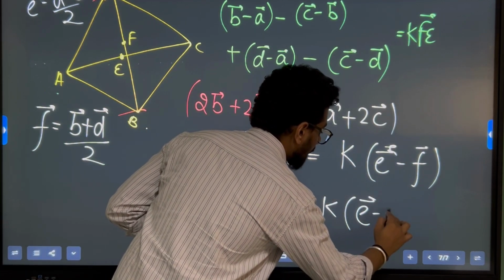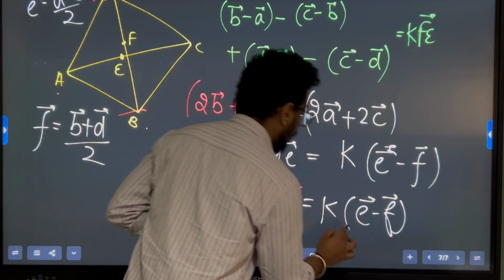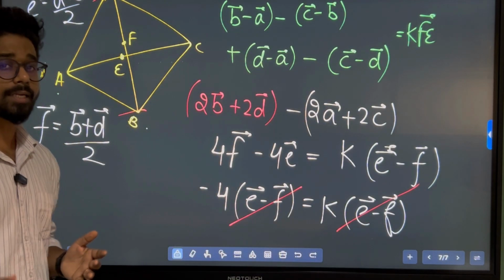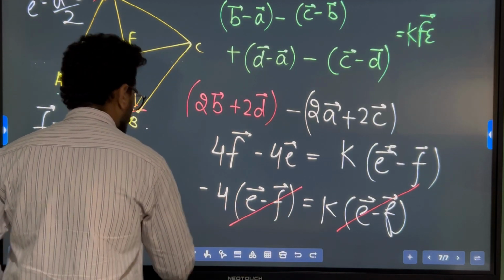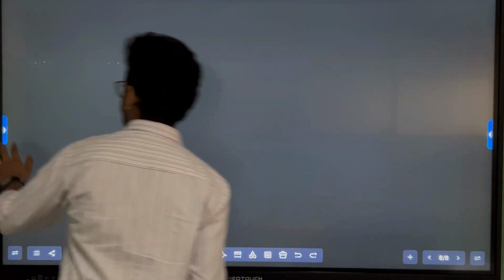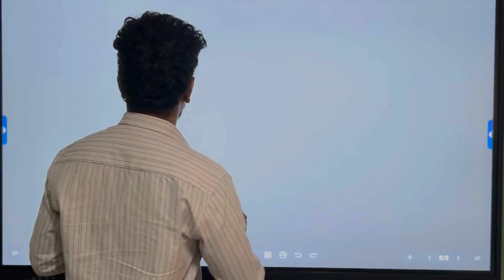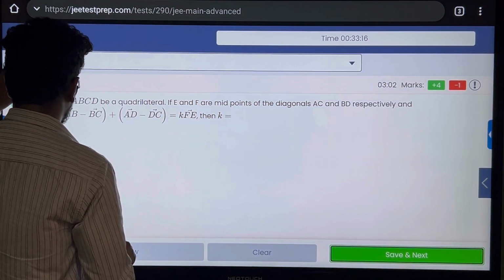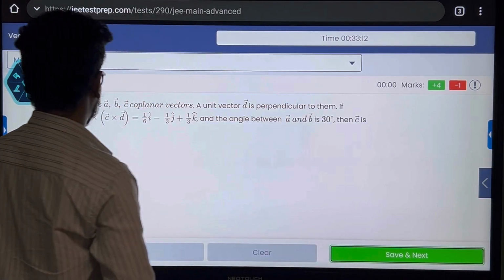Just for info, this is one of the previous year questions, but I found it good. We need to practice these kinds of questions also. So K is equal to minus 4. Let's see, do we have this in the options or not? Yes, we have this. So I'm saving and moving to the next.